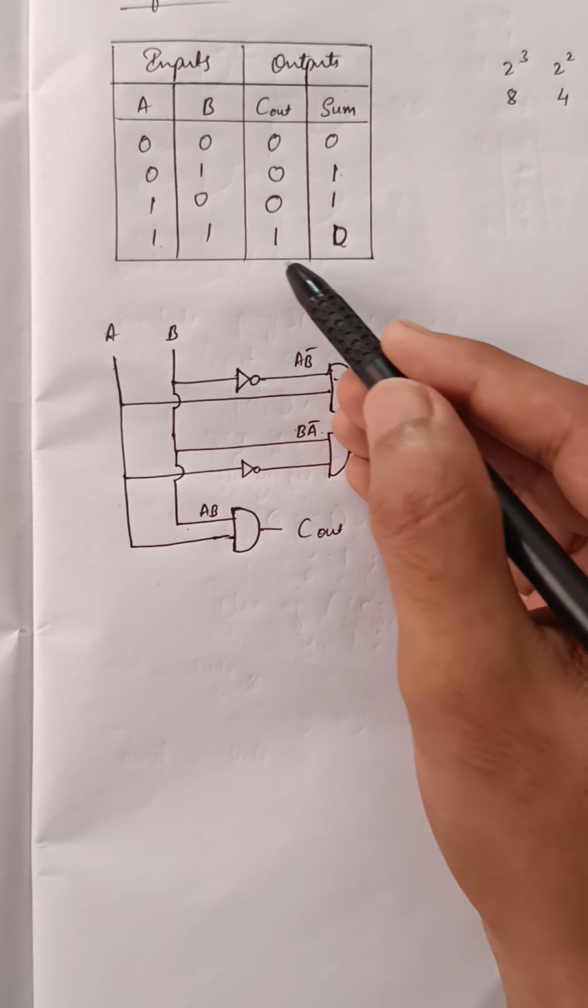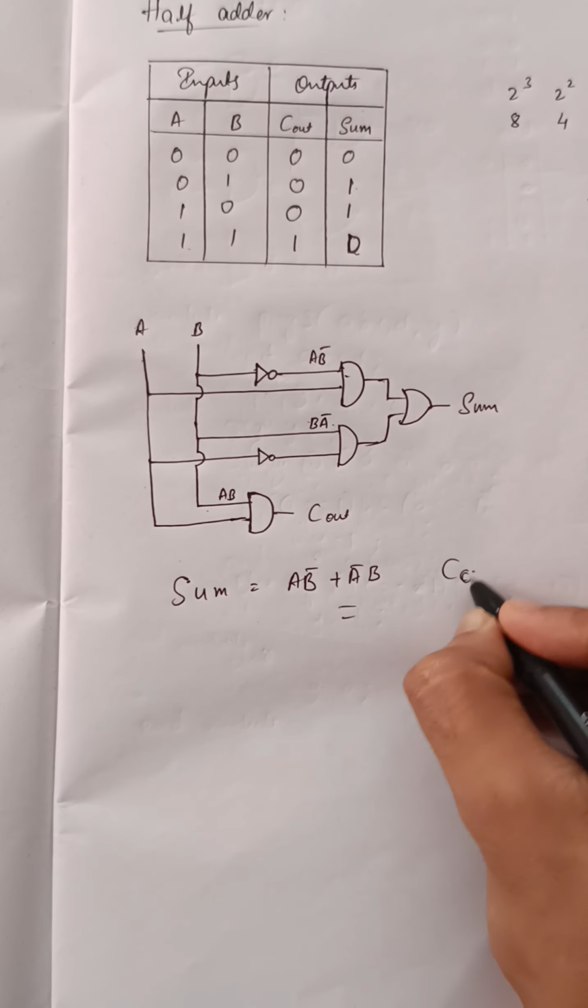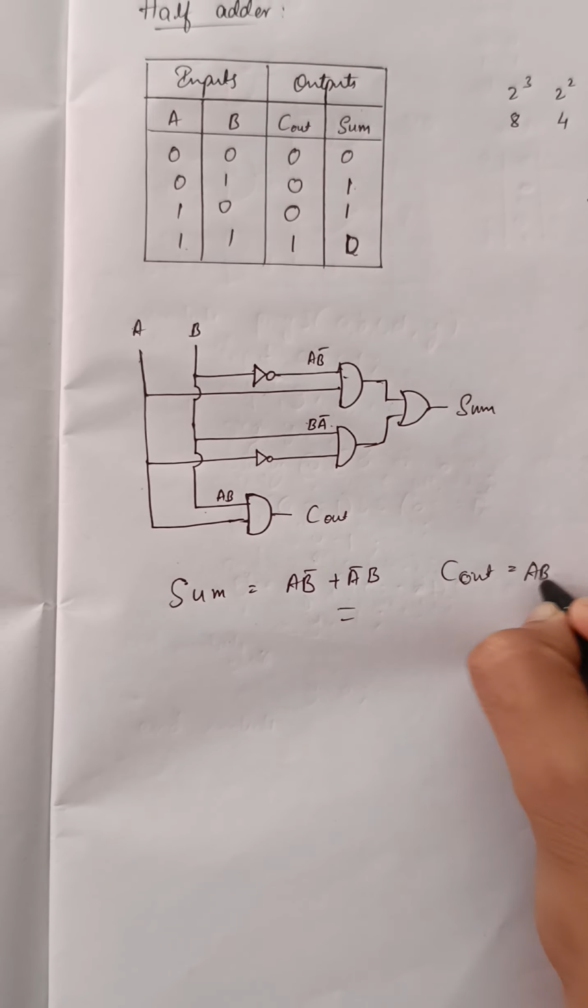And carry out is 1 when both inputs, A equal to 1 and B equal to 1, that is an AND gate of A and B, that will give the carry out. Now we will write the expression, that is sum is equal to A B bar plus A bar B. This is the sum equation. And carry out is AB. That's it.